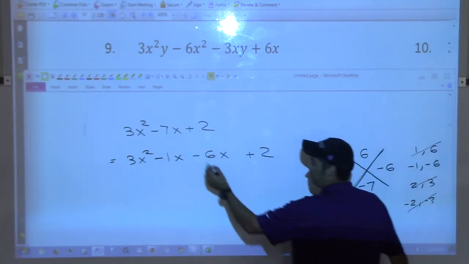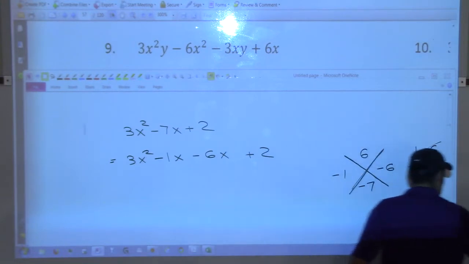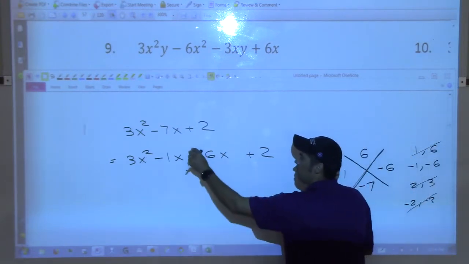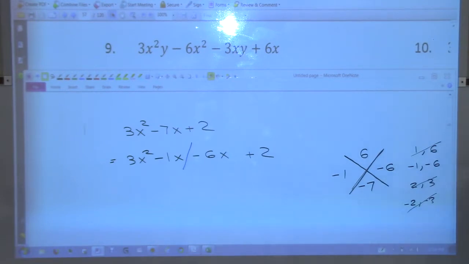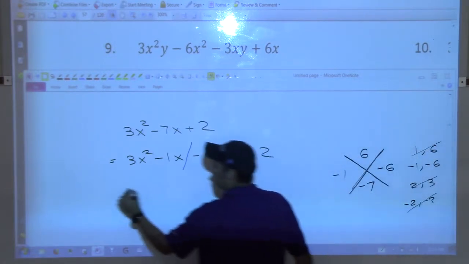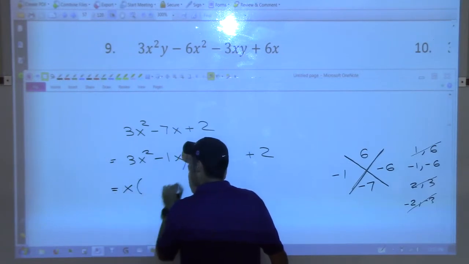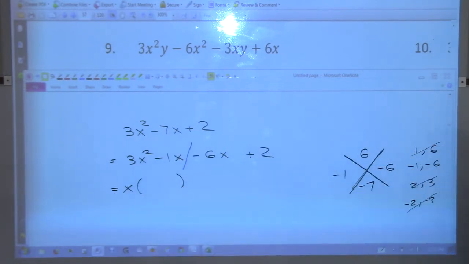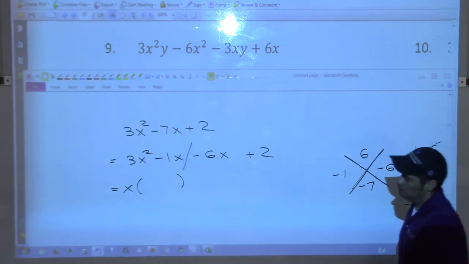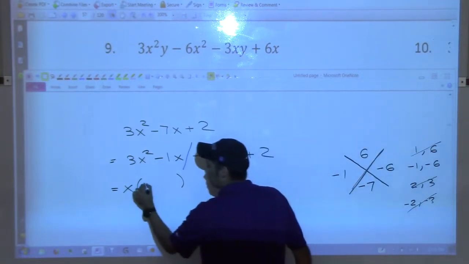Groupie time? Right after the second term. Right there, like that. You want to keep going? Yeah? Okay, what do you got on those first 2 terms? In x. Just pull an x, okay. What would be left there if you pulled that x? 3x. Yep, 3x minus 1.